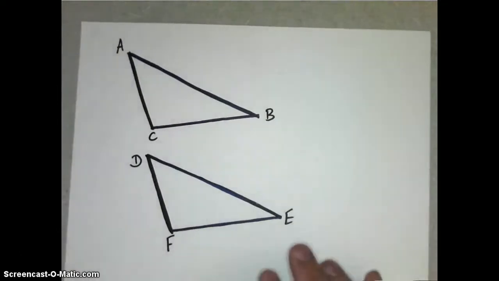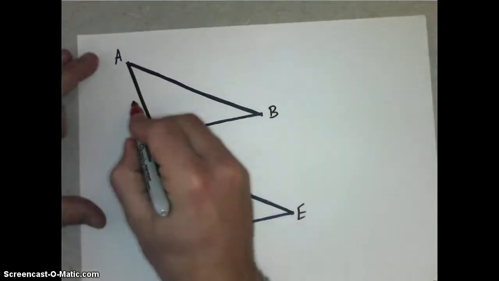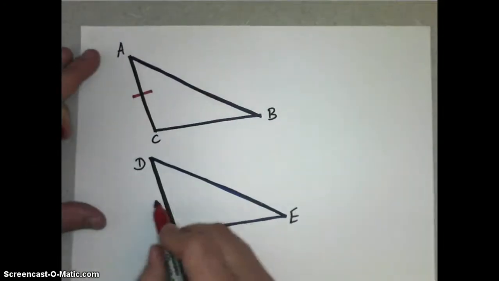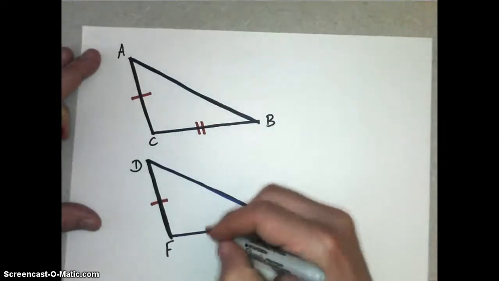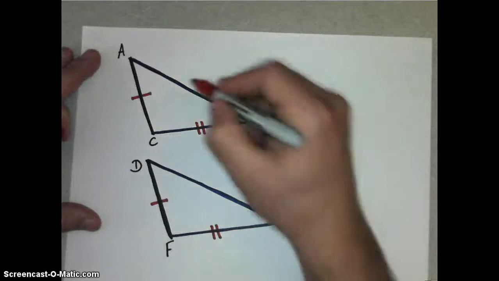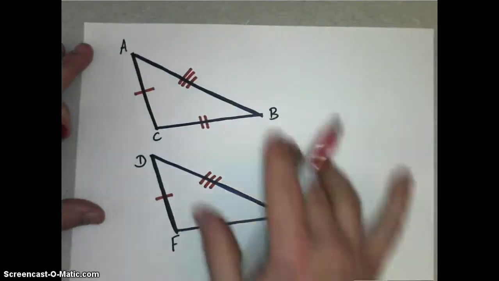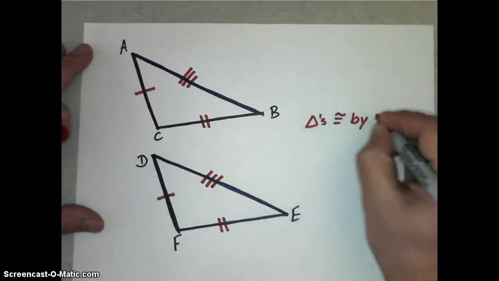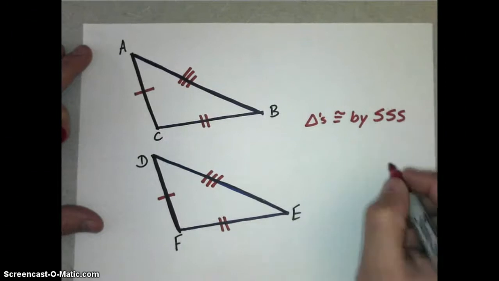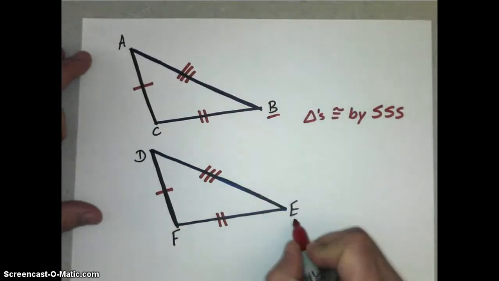And so let's just pretend for a second that I have these two triangles, and let's say we were given this information. Let's say we were given that AC was congruent to DF, and CB was congruent to FE, and AB was congruent to DE. Then we know the triangles are congruent by side, side, side. But what if then we were asked to prove that angle B was congruent to angle E?